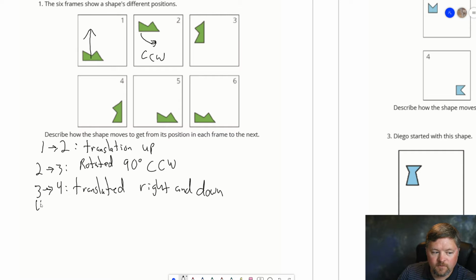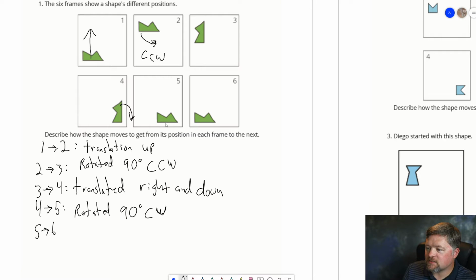Okay, that was 3 to 4. How about 4 to 5? From 4 to 5, that looks like a rotation again. How was it rotated? Well, it went that way, the same direction the clock spins. So we're going to call that rotated 90 degrees clockwise. Okay, 5 to 6, what happened? From 5 to 6, it just moved from this corner to this corner. A move or a slide is called a translation. Translated to the left.